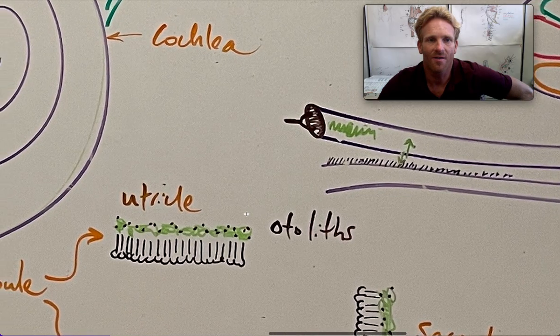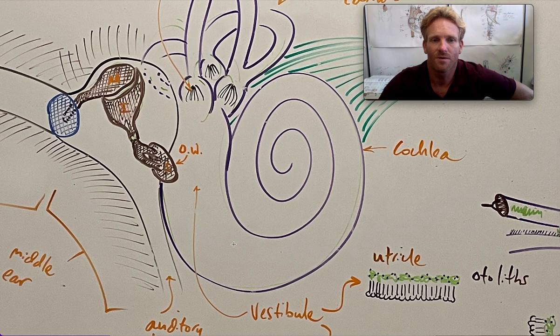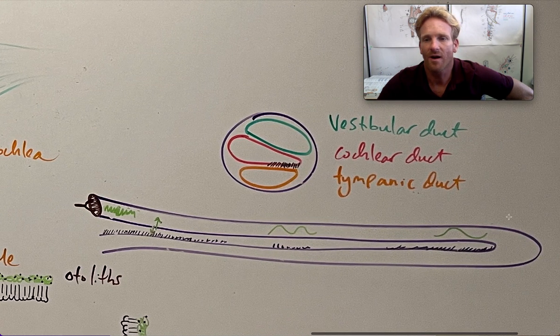Now let's talk about the cochlea. The cochlea is the structure that allows us to convert sounds into action potentials. It's this coiled up, fluid-filled tube. If we were to unravel the tube, you'd notice that it looks kind of like this.